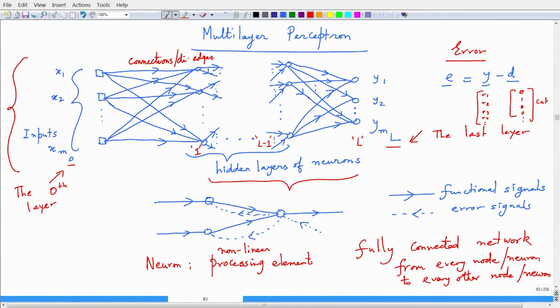So, this is an example or illustration of how one would think about the mapping between the output vectors and the desired response, and this is the basis of supervised learning. Okay.